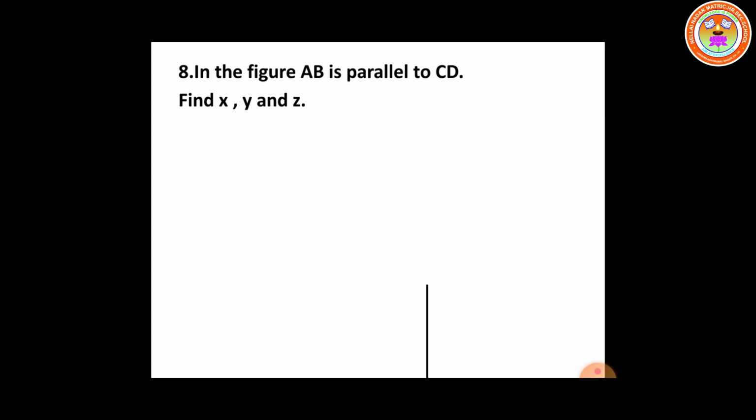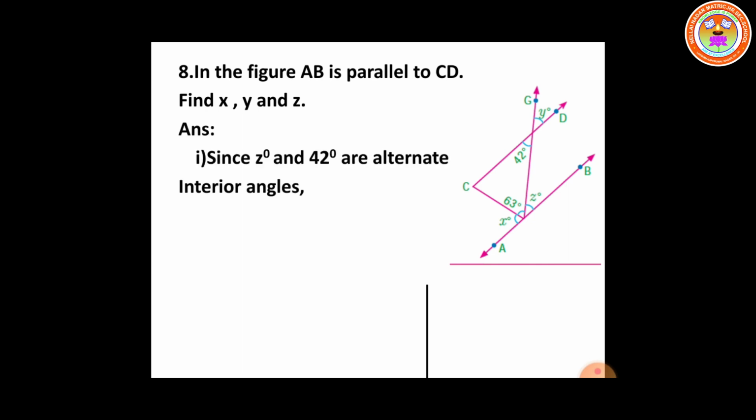Next, in the given figure, AB is parallel to CD. Find X, Y and Z. So one figure is there. Given that AB is parallel to CD. First one, since Z degree and 42 degree are alternate interior angles, therefore Z equal to 42 degrees.